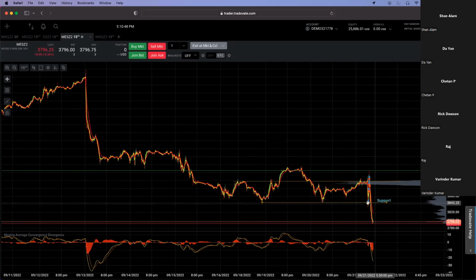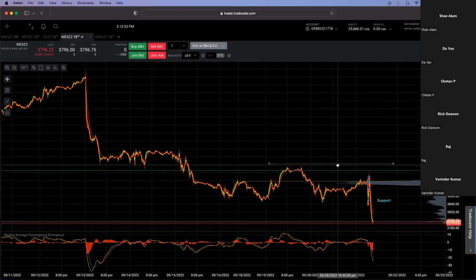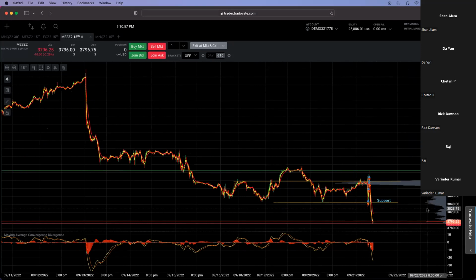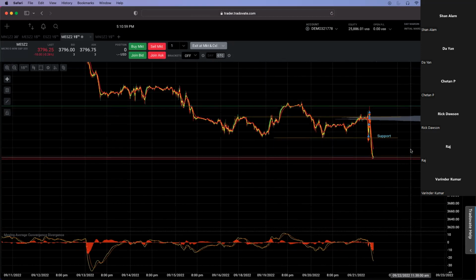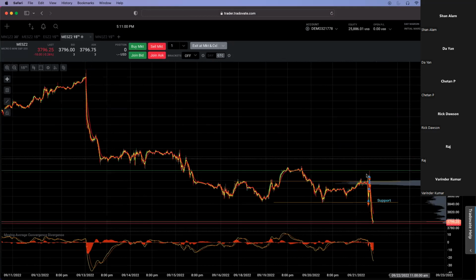So if you look, the support line I have drawn is somewhere. So yeah, now we have to redraw all the support and resistance lines for tomorrow's trading. So nothing is there as of now.